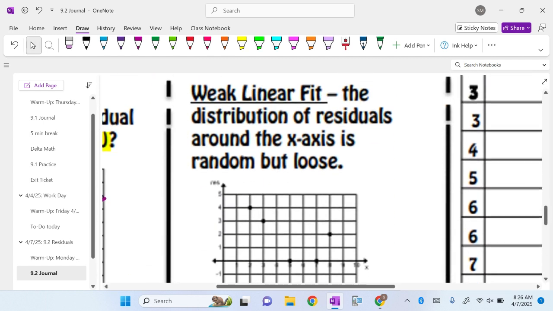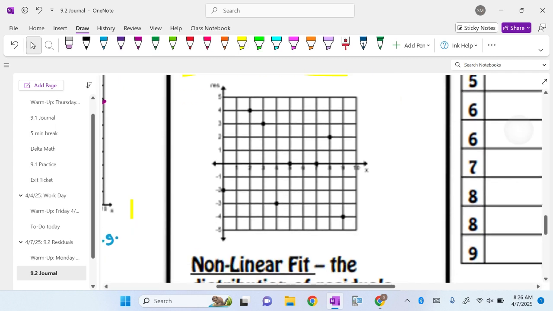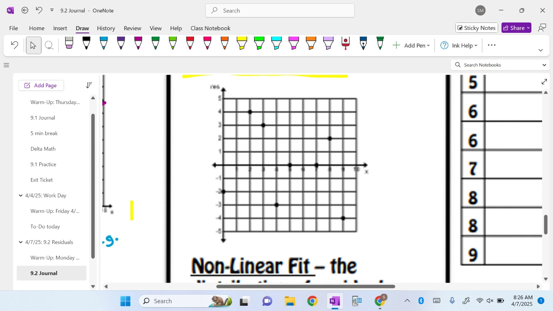Whereas if we have a weak linear fit, that means the distribution of the residuals around the x-axis is random, but loose. So there's no clear pattern, but they're not very close to the x-axis. So here's all my points on the residual plot.